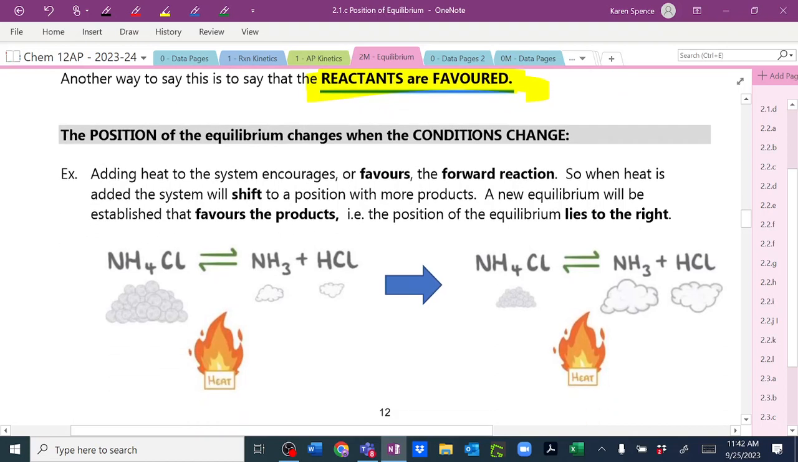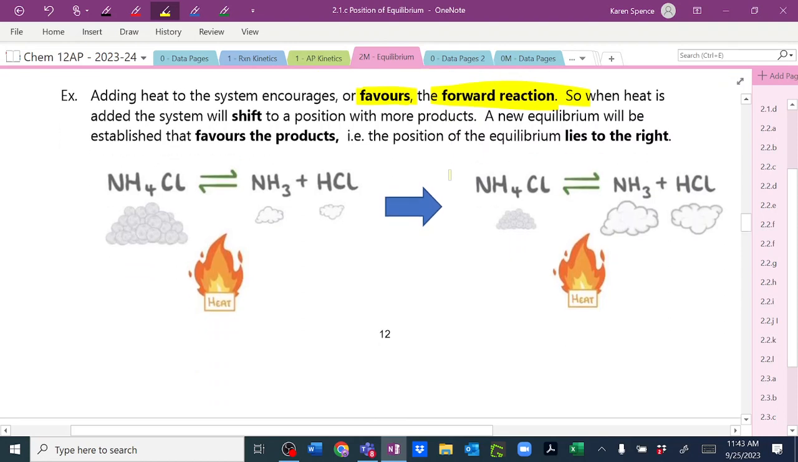Now, let's take a look at this. Adding heat to the system, in this particular case, favors the forward reaction.